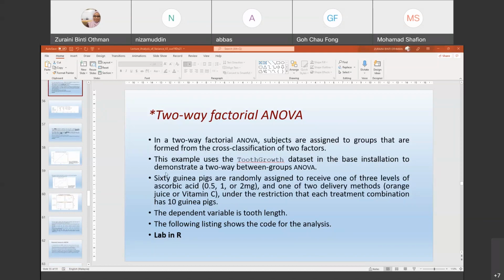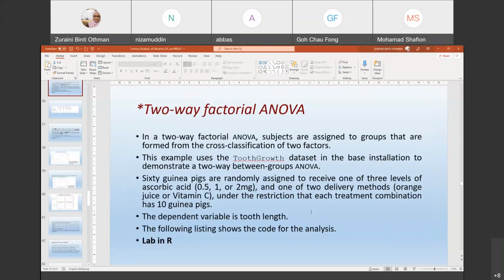Okay. Now, this topic is two-way factorial ANOVA. For two-way factorial ANOVA, we know that we have two factors. Here is our case: in two-way factorial ANOVA, subjects are assigned to groups that are formed from the cross classification of two factors. We have two factors here.